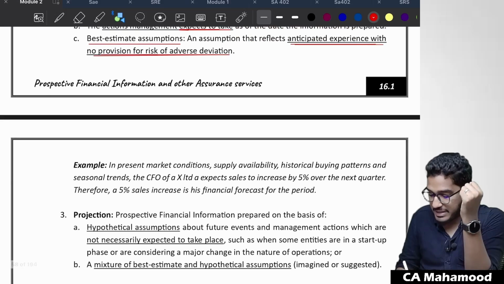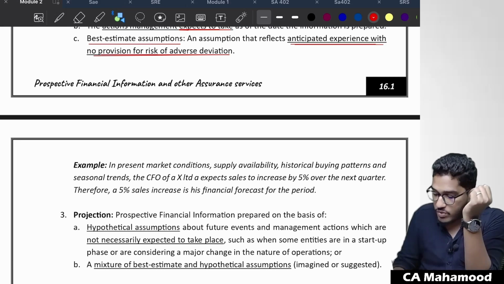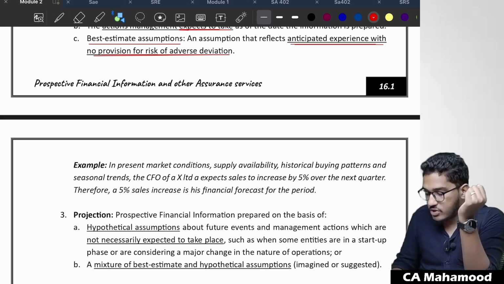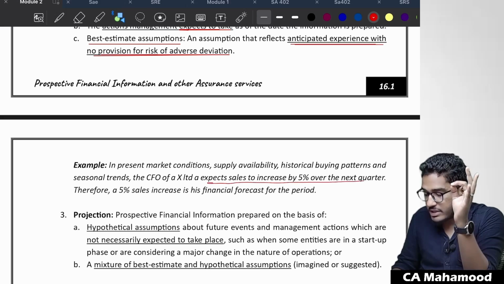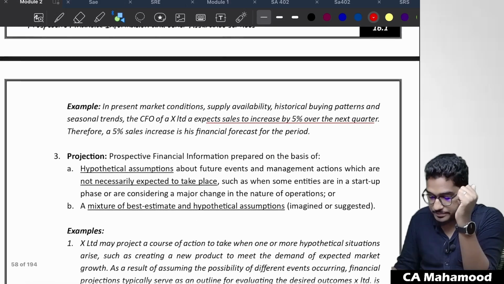Example, so they have given some example. In the present market conditions, supply availability, historical buying patterns, and seasonal trends, the CFO of X Limited expects sales to increase by 5% over the next quarter. So on the basis of past data, the buying patterns, the supply availability, keeping all that in mind, the CFO expects that sales are going to increase by 5%. It is the best estimate. So this we call a forecast.